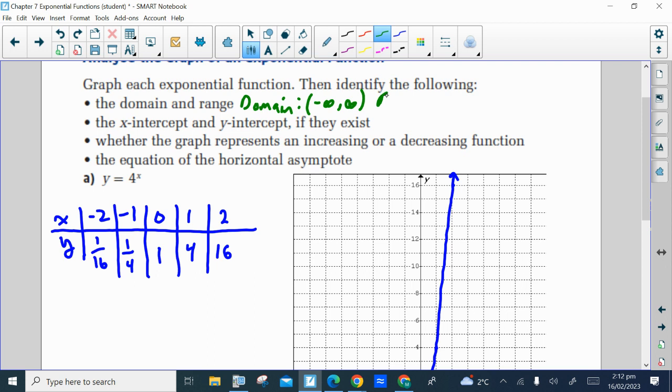The range, though, because the x-axis is a horizontal asymptote, will go from 0 up to positive infinity, and neither of those are included. Y will never be 0. It gets infinitely close to 0, but it won't ever touch it. And because the graph never touches the x-axis, there is no x-intercept.